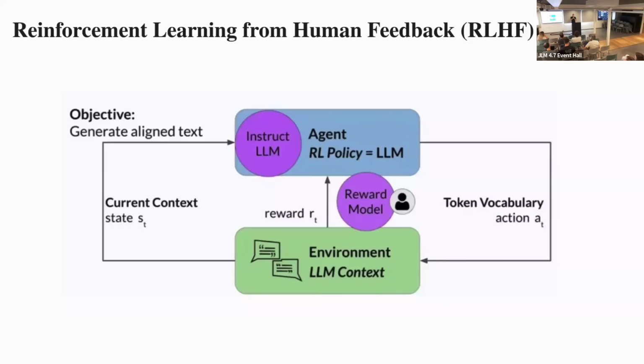And in our context, the agent is the LLM, and the environment is the LLM context. The actions the LLM can take are to choose a token from the available vocabulary dictionary. The state is the current context so far. And the LLM is trying to maximize the reward to generate text aligned with humans.